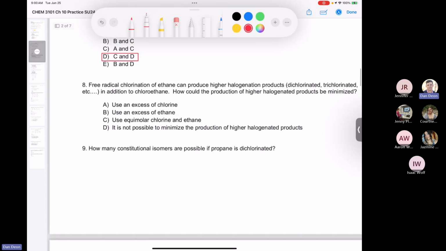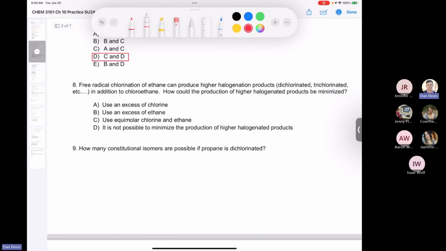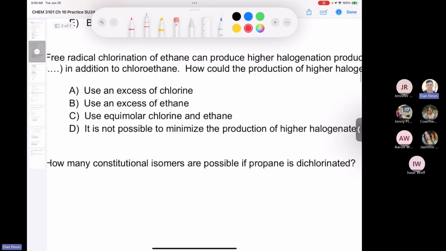All right, oh boy, a long question here. Free radical chlorination of ethane can produce higher halogenation products, dichlorinated, trichlorinated, etc., in addition to chloroethane. How could the production of higher halogen products be minimized? Well, we actually discussed this when we talked about the chlorination of ethane. We said if you only want to get the monochlorination product, could anybody tell me what the answer to this one is? Would you use an excess of chlorine or an excess of ethane if you only want monohalogenation products?